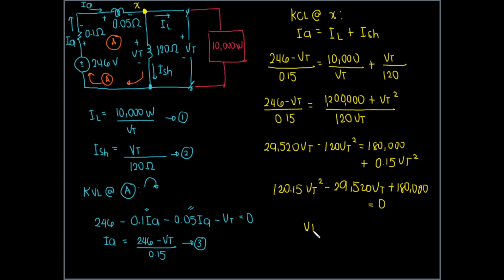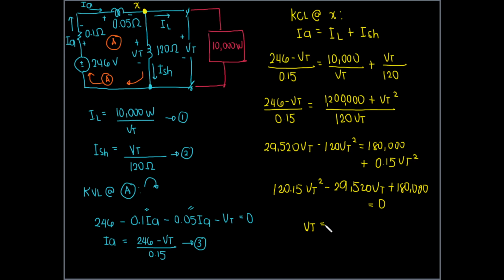So we have a quadratic equation. Your calculator can easily solve that. So put your calculator in equation mode. For mine, it's equation mode, polynomial. Degree must be 2. Then we have to input now your coefficients. 120.15, negative 29,520 and 180,000. Okay, we're going to have two answers here. One is 239 and the other one is 6.